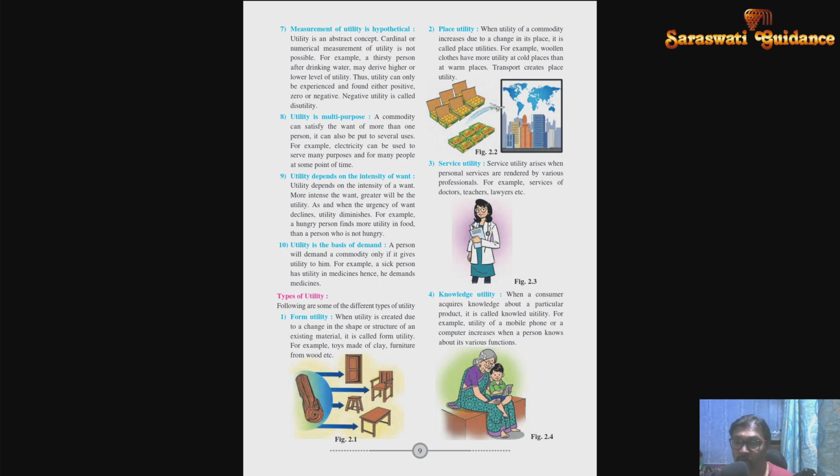Fourth point, knowledge utility. You see, every object has some sort of use to it, and if you have the knowledge about how to use that particular object, then the utility of that particular commodity is called knowledge utility. For example, mobile phones. If you know how to operate the mobile phone using various apps to do various things, naturally it is called knowledge utility.